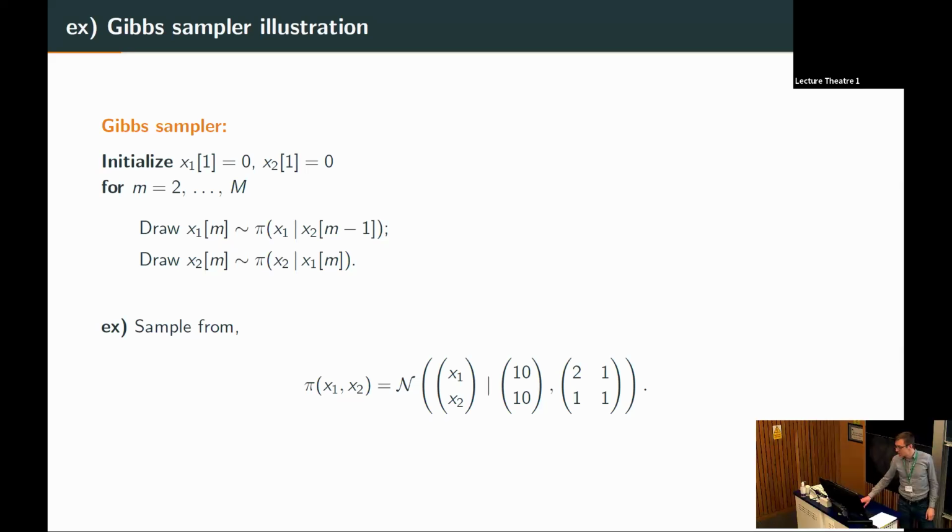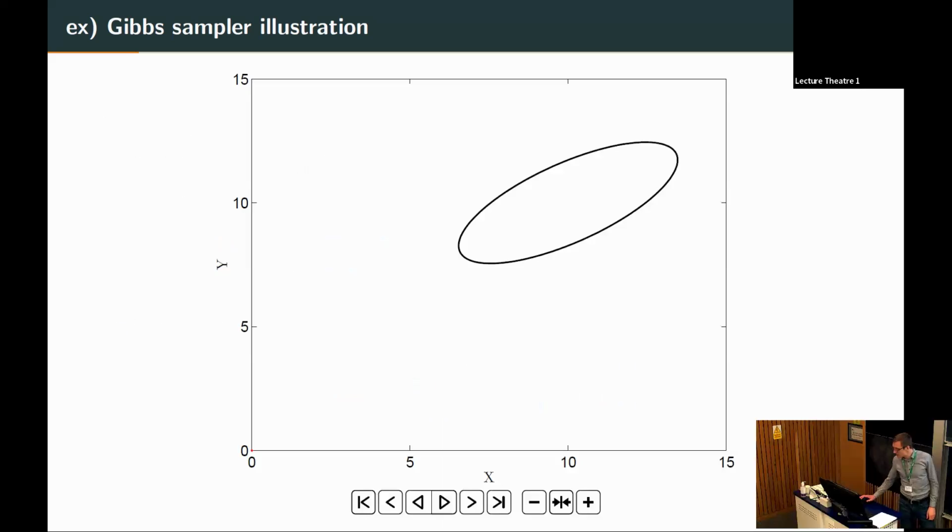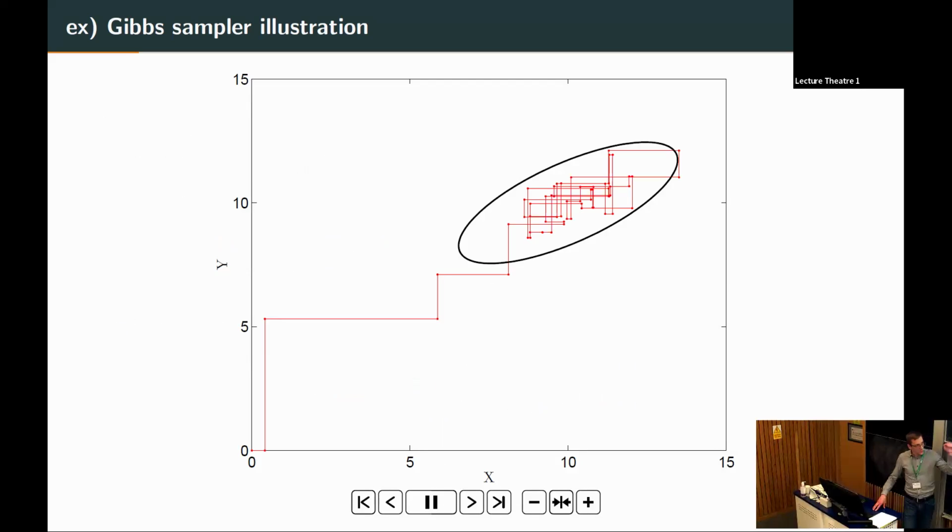If I now apply this to a simple toy problem, a Gaussian distribution, which is illustrated by this ellipse here, it will look something like this. You see that I'm showing both the inner steps of the algorithm as well. And we see that each iteration we update one of the coordinates, and we're stepping through this way. So similar to a coordinate descent type algorithm for optimization, but it's now doing sampling instead.